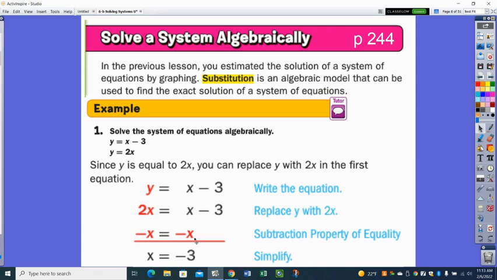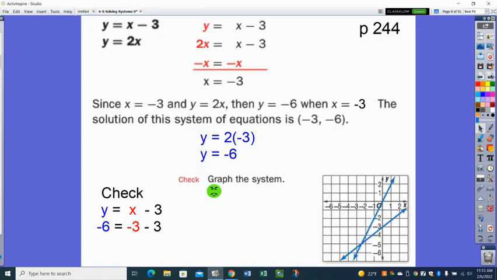When I go to the next page, you're going to see this again because I just want you to see that we need to now get the y-coordinate. So here's what we just did. To get the y-coordinate, I've got to take one of these x's out and put in -3. So I took out the y right here and took 2 times -3 and got -6, and there is my coordinate point.